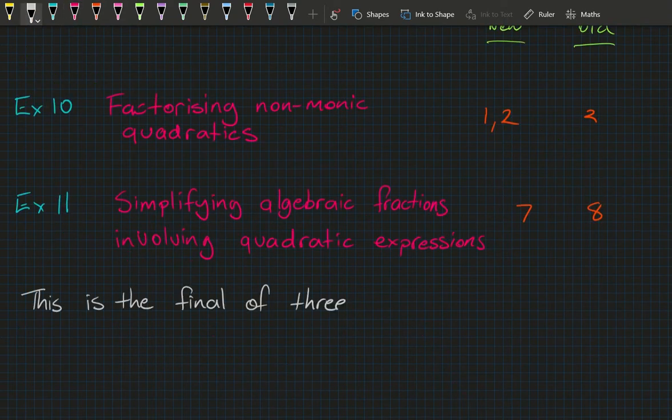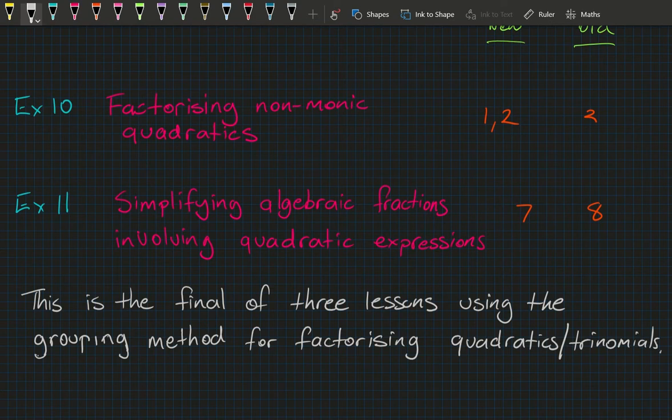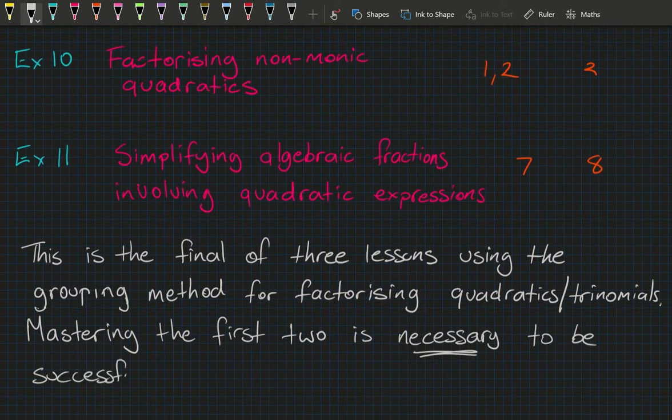So this is the final of 3 lessons where we use the grouping method for factorising quadratic trinomials. Mastering the first 2 lessons is necessary to be successful today. So if you haven't mastered it, make sure you go back and do those last 2 lessons. Okay, I'll see you in the introduction.